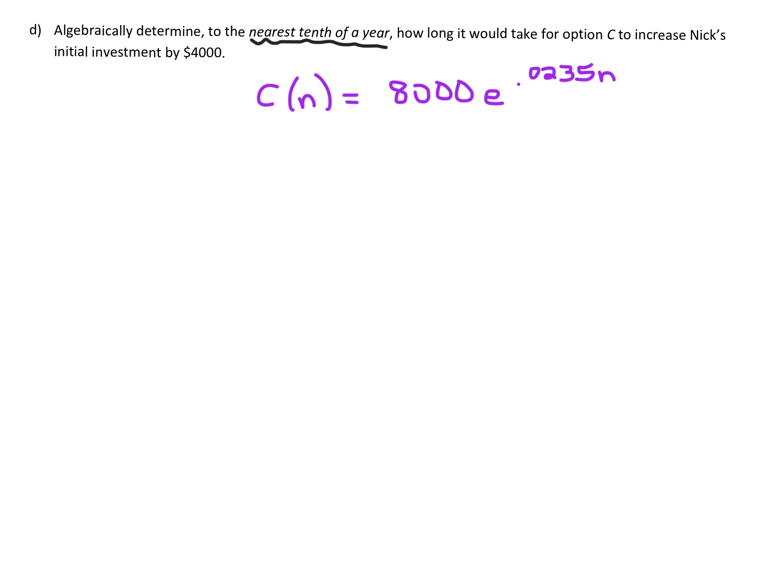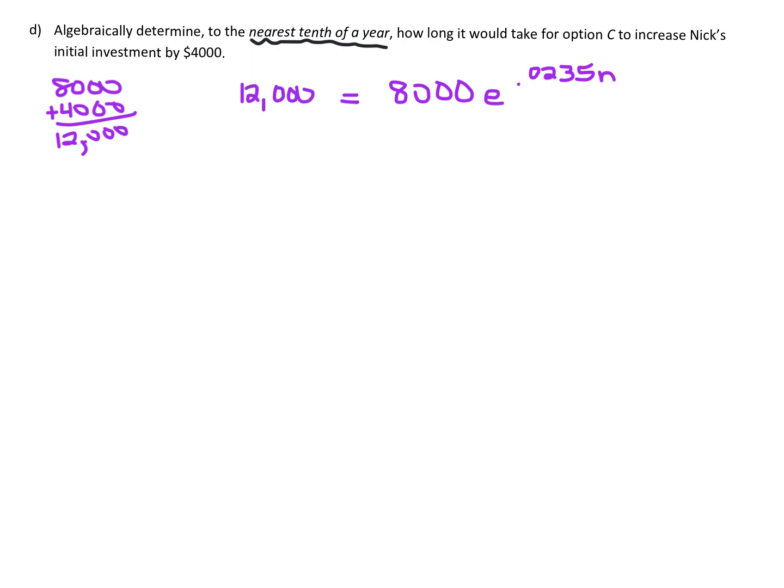Let me just do this off to the side. He invested $8,000. So if we want that to increase by $4,000, we want to know when will he have $12,000 in the account. So we want to know how long, we're looking for the time, will it take to reach $12,000. So what I'm going to do is replace this C of n, the left side of the equation, with 12,000. And then we're going to solve.